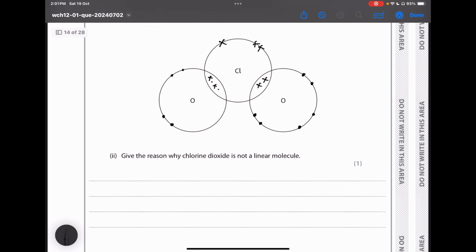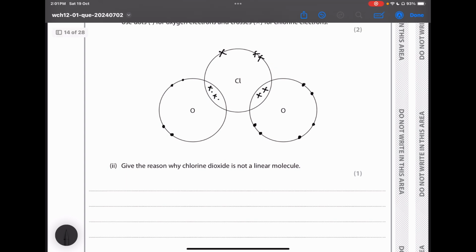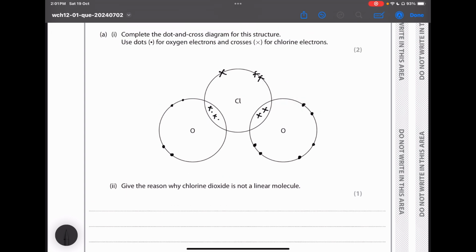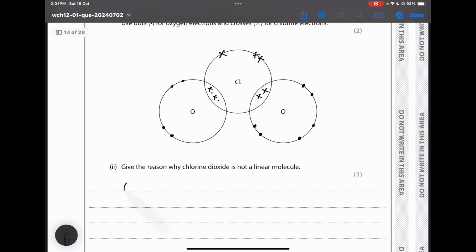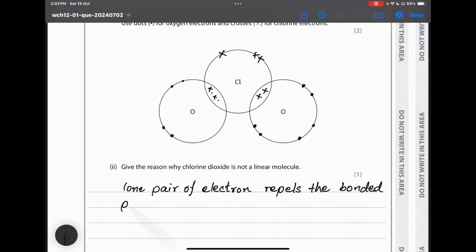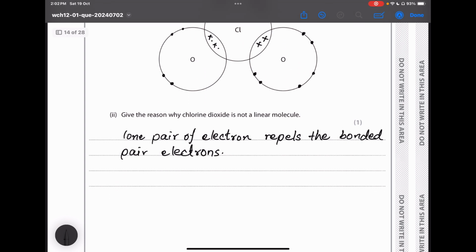Give a reason why chlorine dioxide is not a linear molecule. This is not a linear molecule because you see there is a lone pair on chlorine over here, right? So we will write down that the lone pair of electrons repels the bonded pair electrons. So due to this repulsion, this is not a linear molecule. It kind of gets bent inwards.